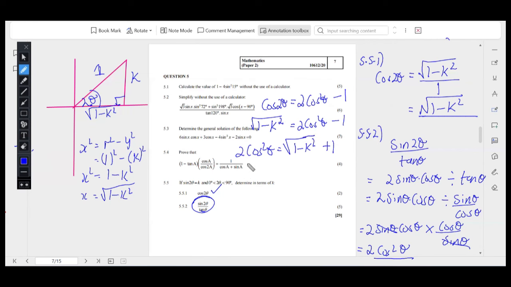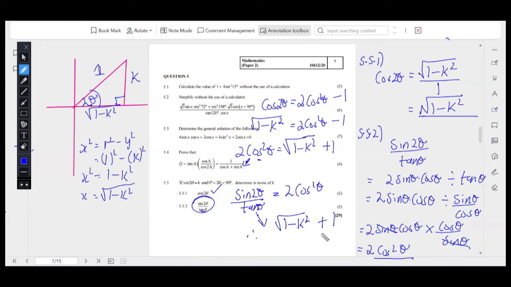So that's your answer. Why is it that we found this? It's because when we calculated here, we found that sine 2 theta over tan theta is equal to 2 cos squared theta. Meaning if we find the solution of this, we have found the solution for that. So the solution for this one, therefore, is also root 1 minus k squared plus 1.